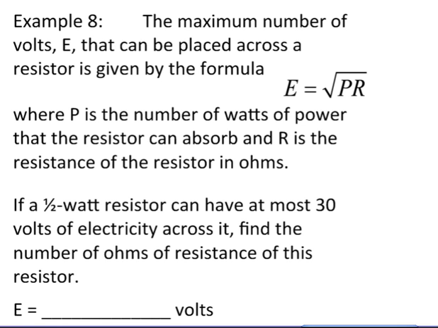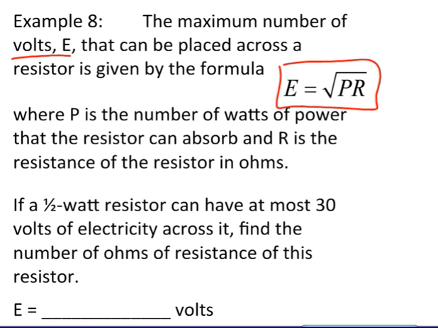Example 8, we got a word problem, but I gave you the formula right here. The only thing you have to do is make sure that you know what the E, the P, and the R represent. It's helpful to notice the units. So E is volts. E is volts.